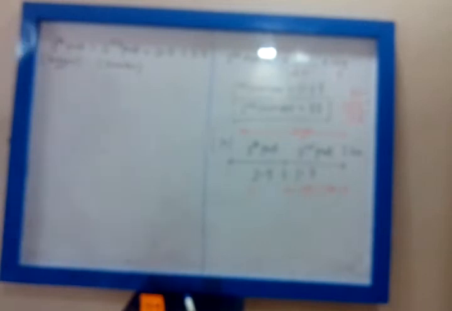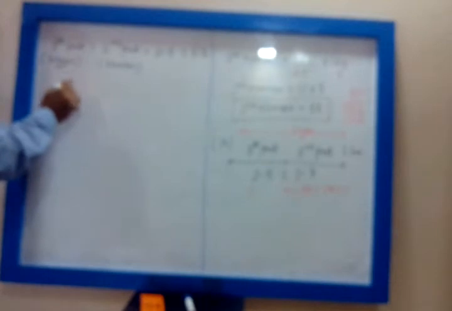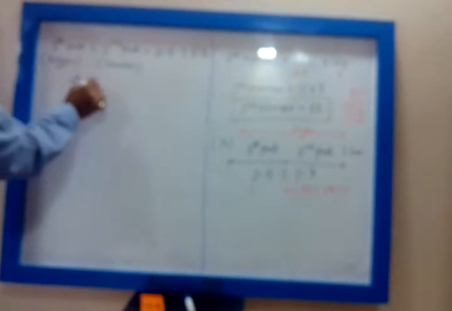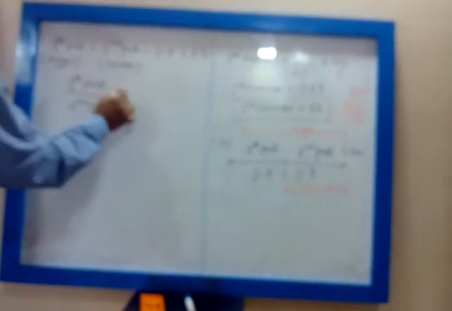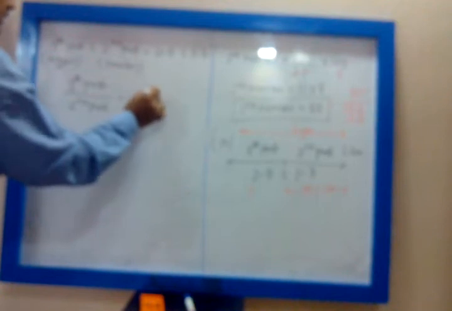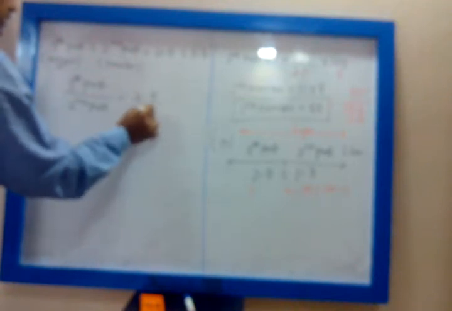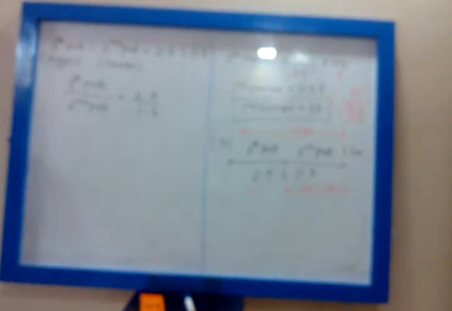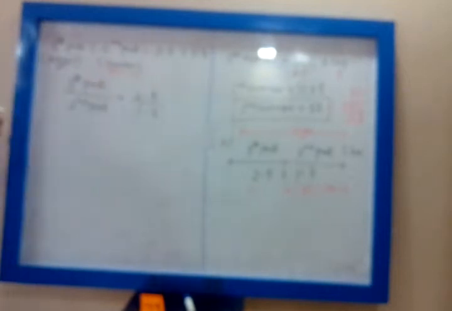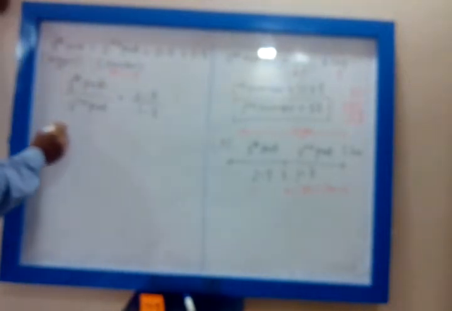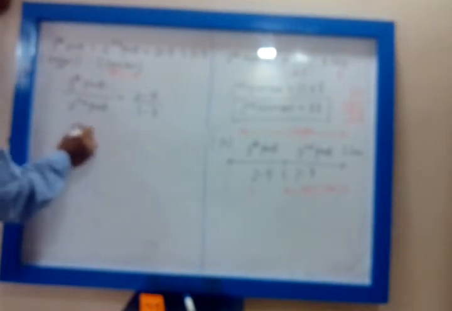What do you mean by A ratio B? A upon B. So you will get first part upon second part is equal to A ratio B, 2.5 ratio 1.3. Now which one is given? The smaller one is given, that is 35.1 centimeter. That is the second part. So the first part we have to find.